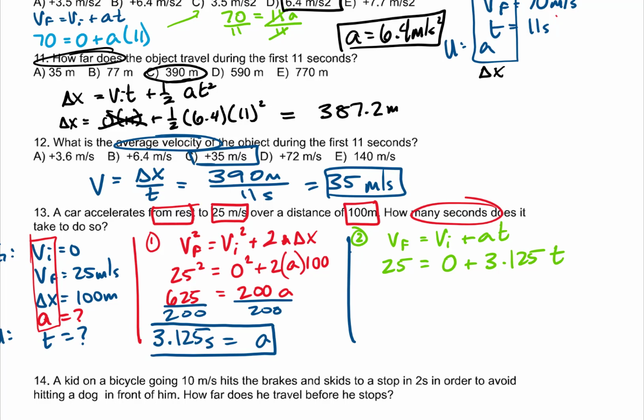Clean that up a little bit. 25 is equal to 3.125 times the time. Divide both sides by 3.125. And that time comes out to be 8 seconds.